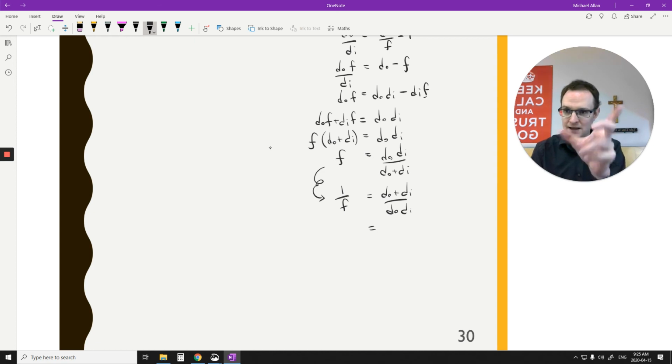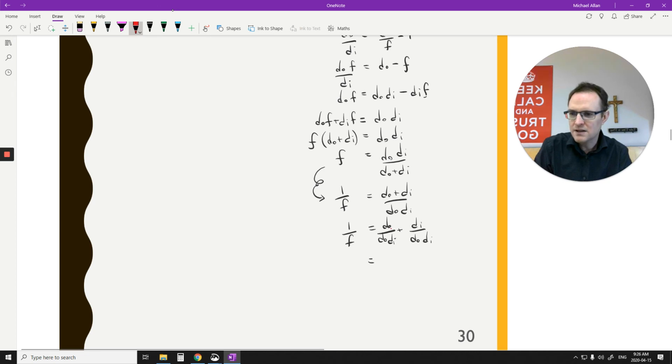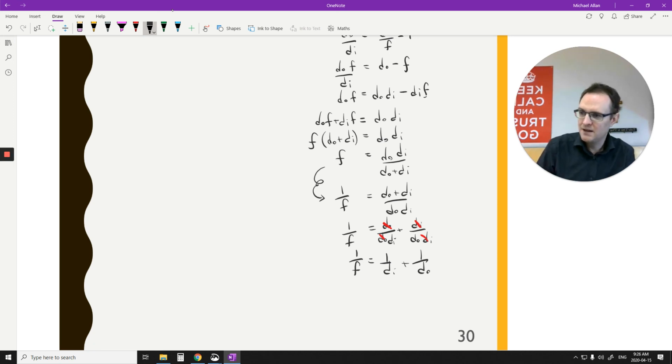And then I'm going to separate that fraction up. So it's going to say DO over DO DI plus DI over DO DI. And then I'm going to reduce down slightly here. I'm going to take the DOs and the DIs and cancel those out. So I get 1 over F is equal to 1 over DI plus 1 over DO. And that's my formula. So we have 1 over F is equal to 1 over DI or DO, it doesn't matter, plus 1 over the other.